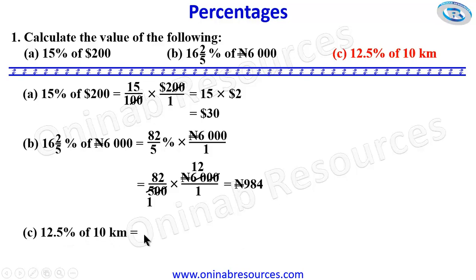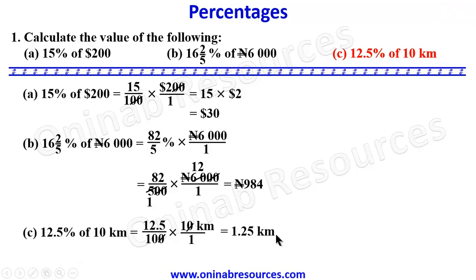Then we go to C. 12.5% of 10 kilometers. 12.5% is still the same thing as 12.5 over 100 times 10 kilometers over 1. 10, we go with 10. We are now left with 12.5 over 10. 12.5 divided by 10 is the other way to express it. So we now have it as 1.25 kilometers, which represents 12.5% of 10 kilometers. That's all for problem 1.